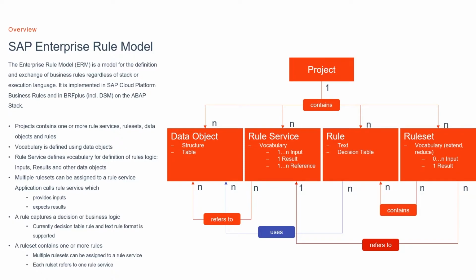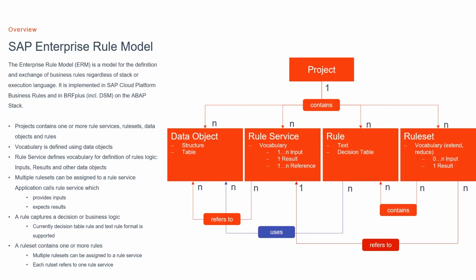The Enterprise Rule Model is based on the Decision Model and Notation 1.1 and consists of 5 primary entities: projects, data objects, rule services, rules, and rule sets. What are these? The project is basically a container for your business rules archive. Your project will be the thing that's versioned. It will be basically the bracket around everything else.